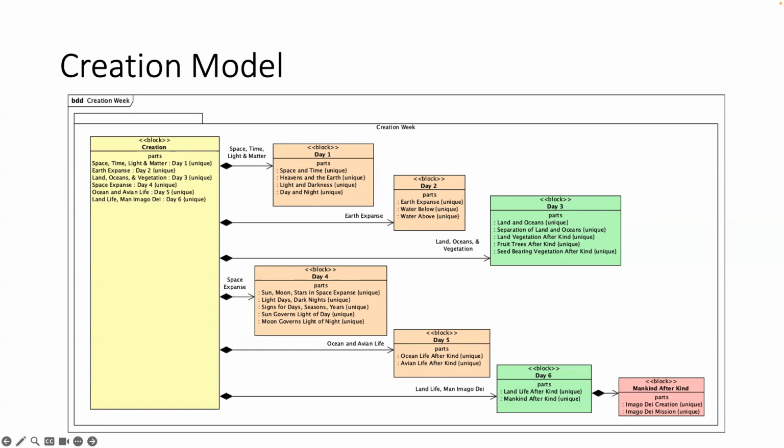So this is the summary of the creation model in SysML. The figure shows a top-level diagram that captures the whole creation week in one diagram. In general, after creating the basic infrastructure of space, time, light, and matter, there are two thrusts seen. First, there is the creation of the physical world. Second, there is the creation of the biological world.